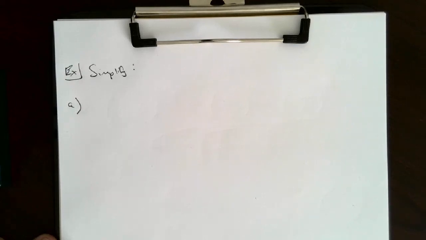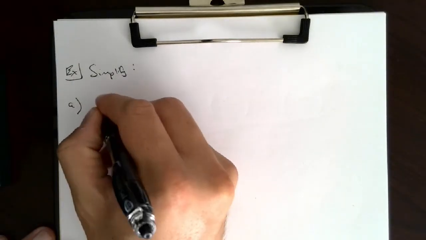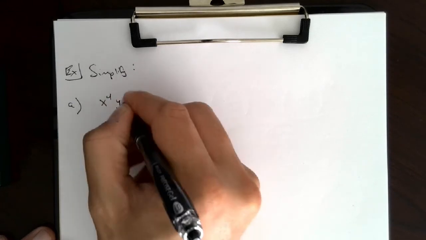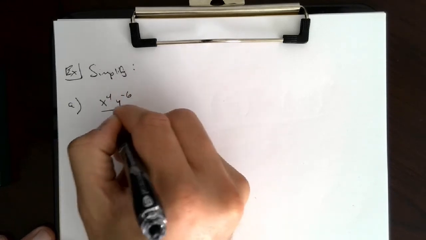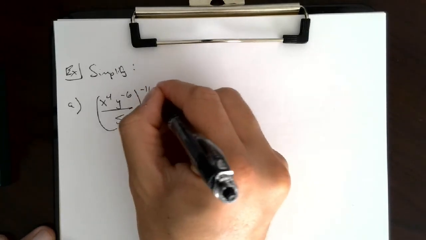Hi everyone, this video is on simplifying using rational exponents along with our other exponent rules. So we're going to bring everything together that we've talked about in our previous two videos. So if I was to simplify x to the fourth y to the negative 6 over 5, I'm going to raise that whole thing to the negative 1/2 power.